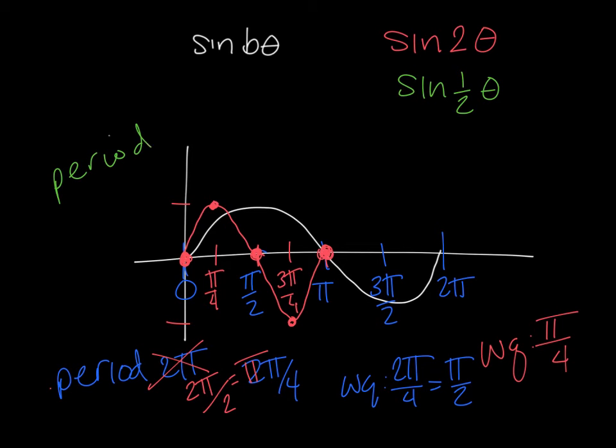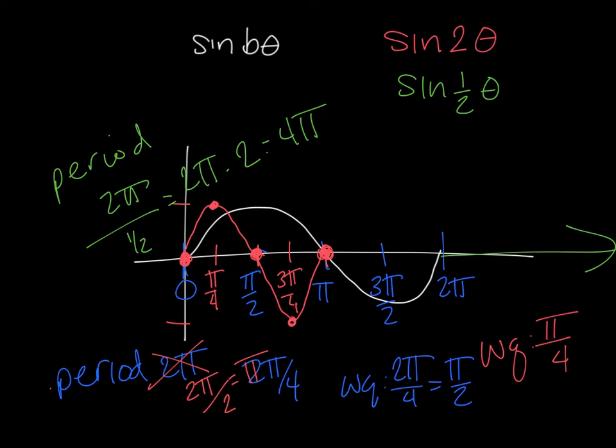I need to take 2 pi divided by 1/2. And if you divide by a fraction, you multiply by the reciprocal, so we get 4 pi. Okay, so now it's way out. I've actually run out of room. It's going to be way out there. This is only going to be halfway.